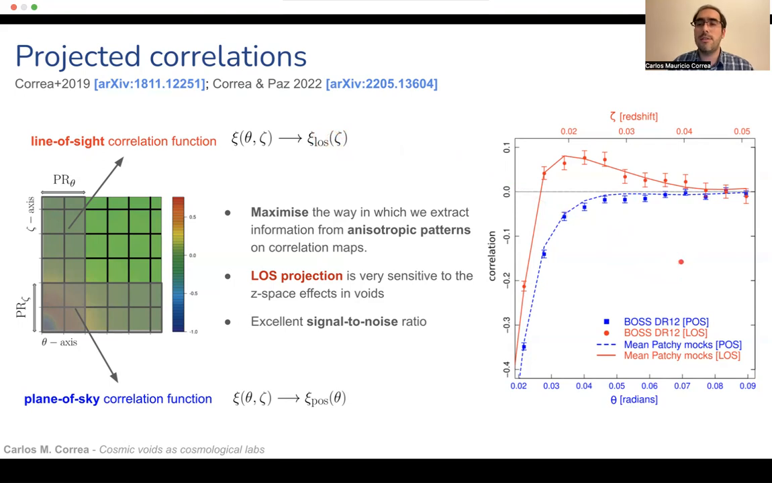Here in this figure, you can see an example of the projected correlation functions with data from the BOSS survey. As you can see here, the line of sight projection represented in red is very sensitive to the redshift space effect in voids. And another positive thing is that we can measure the projected correlations with an excellent signal-to-noise ratio. So this is very promising regarding the new surveys.